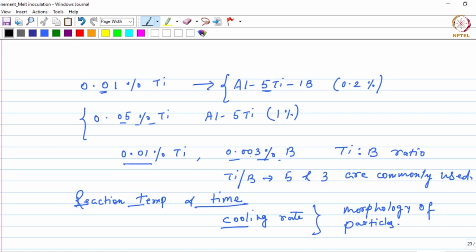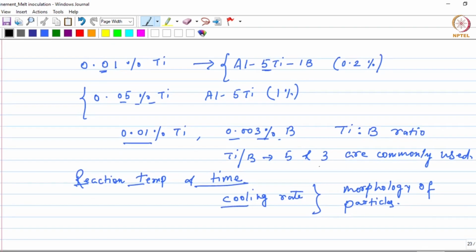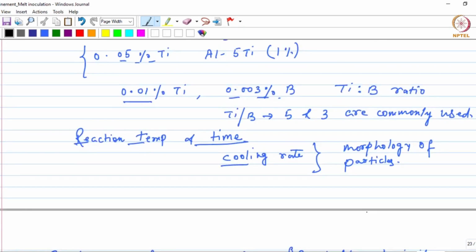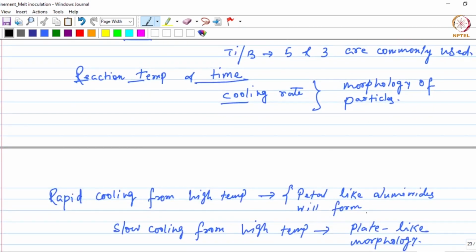And then we talked about the different parameters which affect the grain refinement efficiency. So apart from the titanium to boron ratio in case of the aluminium titanium boron master alloys, you also have the reaction temperature and time as the main process parameters. And these process parameters also affect the morphology of the particles, and we have seen that the morphology also plays an important role in the grain refinement process.